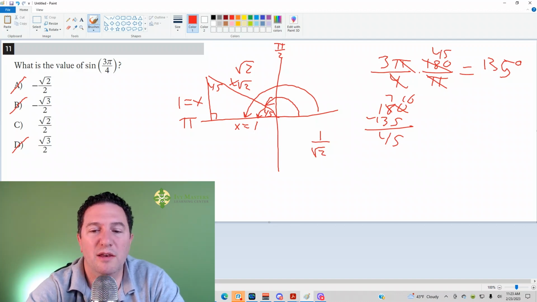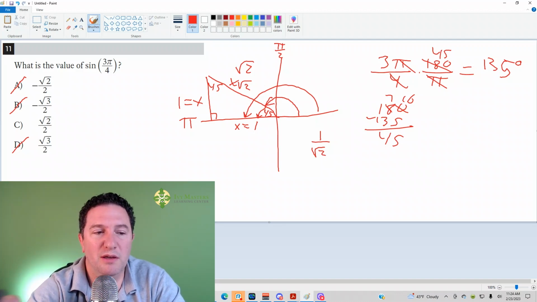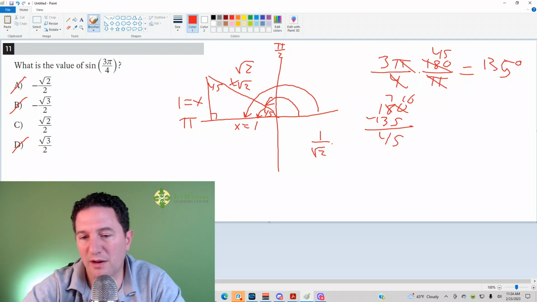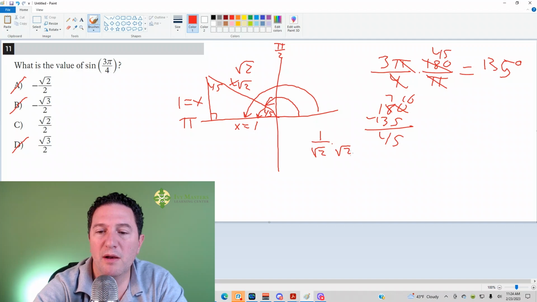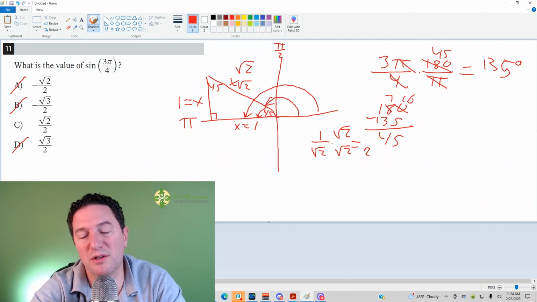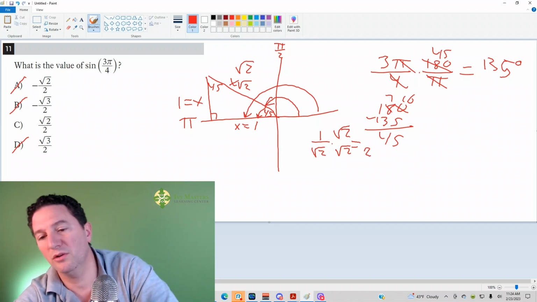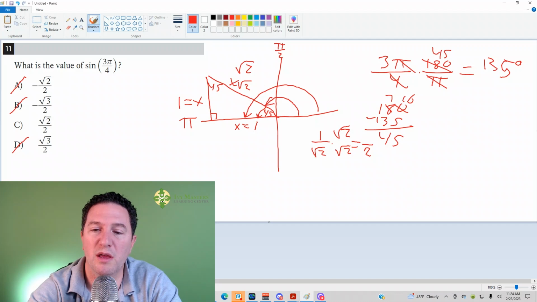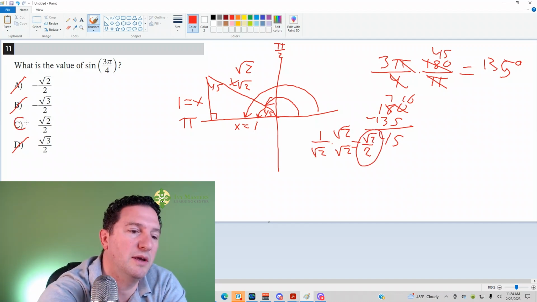But how do we get 1 over root 2 to be root 2 over 2? Well, there's a rule in math. You're not supposed to have a root in the bottom. So what do we have to do? We have to multiply the top and bottom by root 2. Whenever you multiply a root by itself, the square root of 2 times the square root of 2 is 2, the square root of 3 times the square root of 3 is 3, and so on. And 1 times the square root of 2, of course, is the square root of 2. So the square root of 2 over 2, my answer is C.